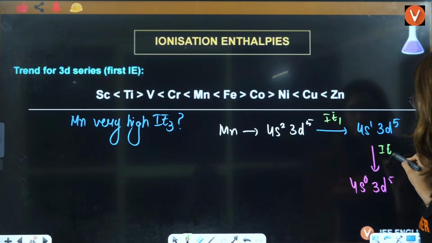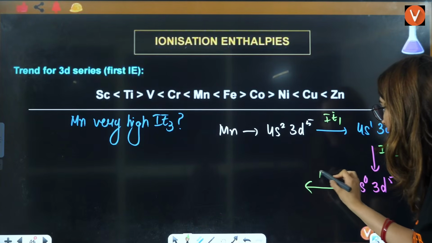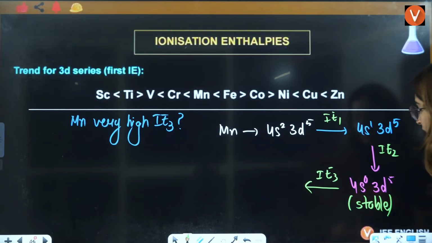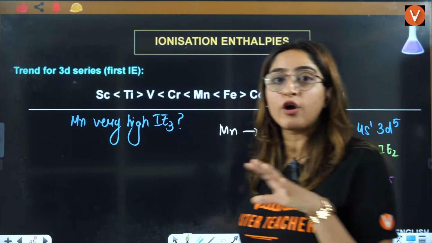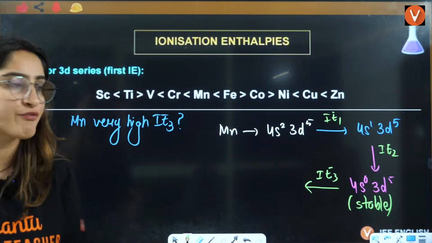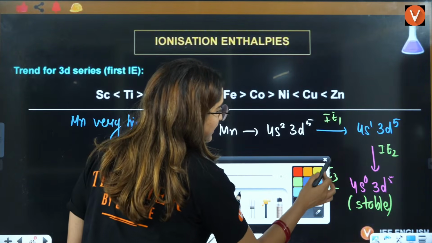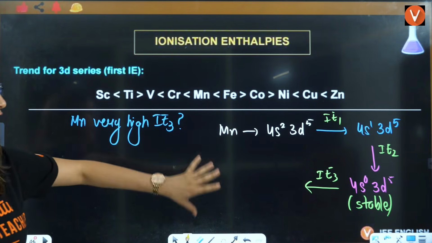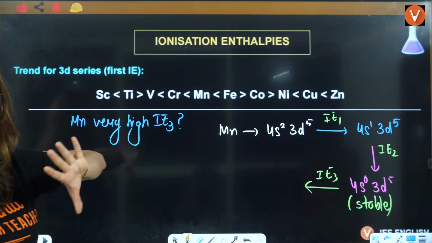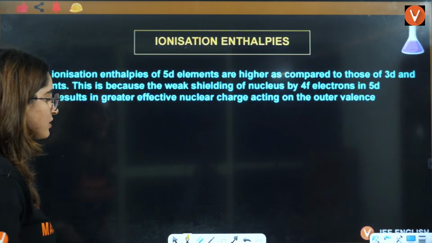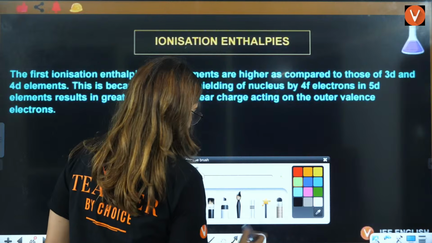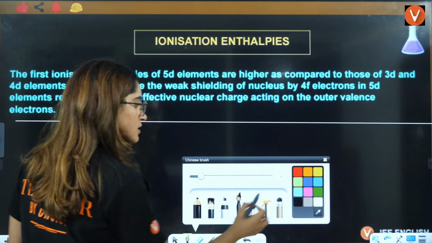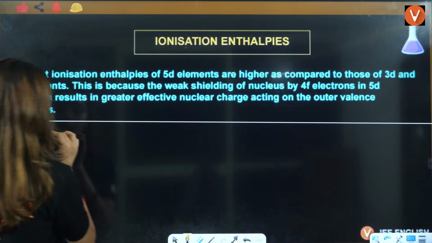Now this is your IE1 that is required. This is IE2 that is required. The energy required here will be IE3. But this is a stable configuration, right? So to take out an electron from a stable configuration is very difficult. That's why IE3 is very high. Now these are the simplest kinds of questions based on ionization enthalpy. Same thing you can see here as well. I'll write down some questions here.